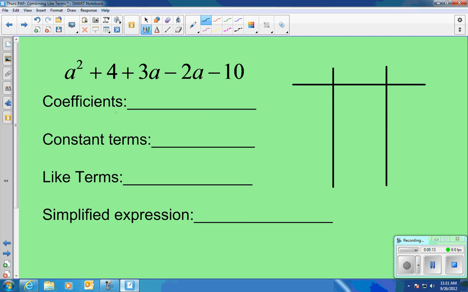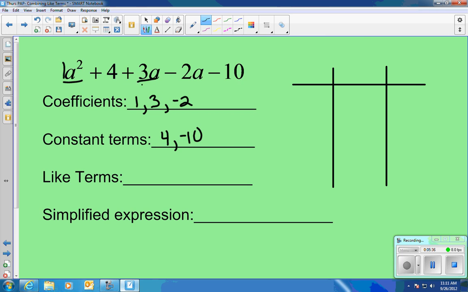All right, now this one's a little bit different. Because this has a squared, it does not match up with these guys. These guys do not have a square up here. So a squared has a coefficient of 1. This has a coefficient of 3. That has a coefficient of -2. And then our constant terms are 4 and -10.